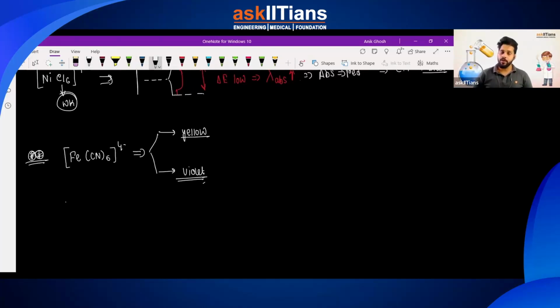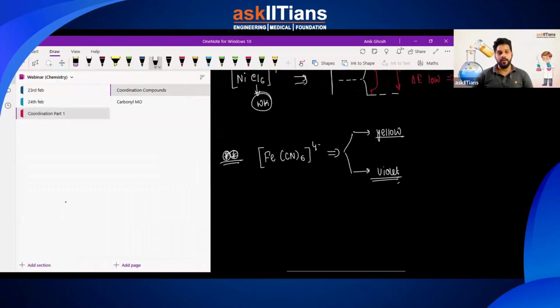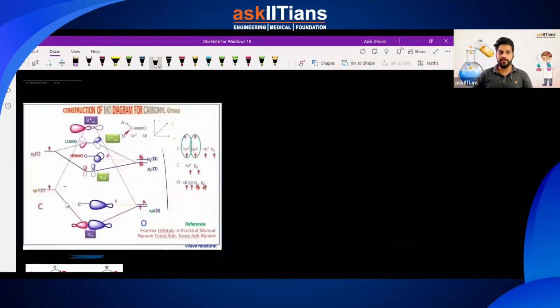So that was the color of the coordination compounds, also covered in this one. Now guys, we would see what kind of things they can ask from the carbonyl molecular orbital diagram. I've been telling you from day one that this carbonyl MO is a very, very important part of our discussion.